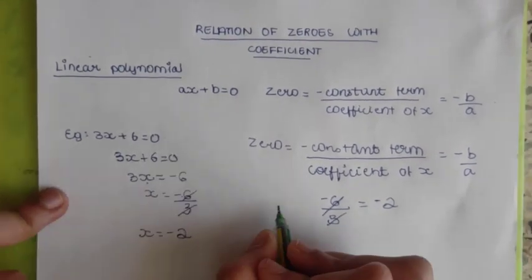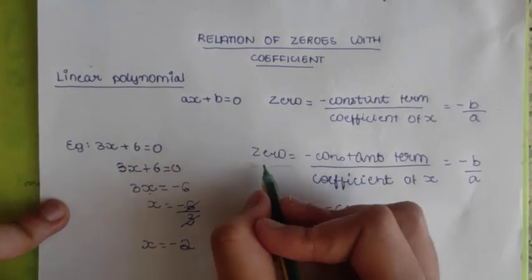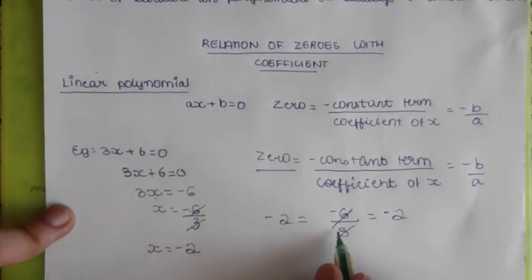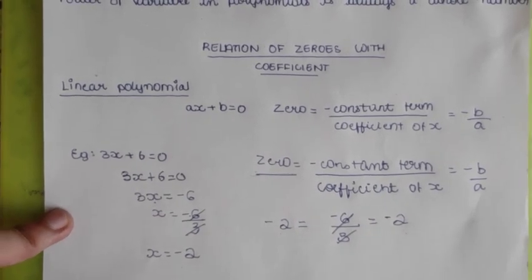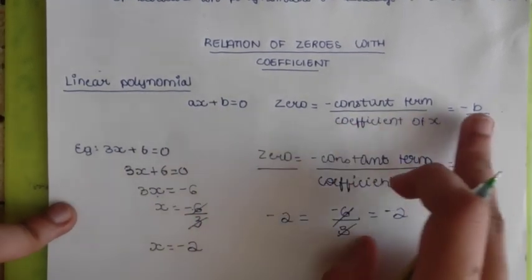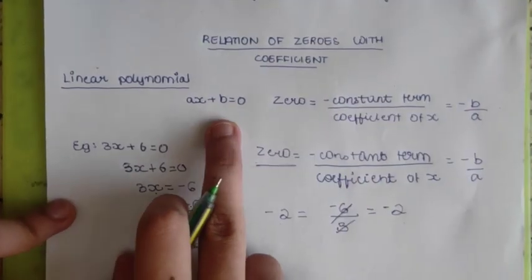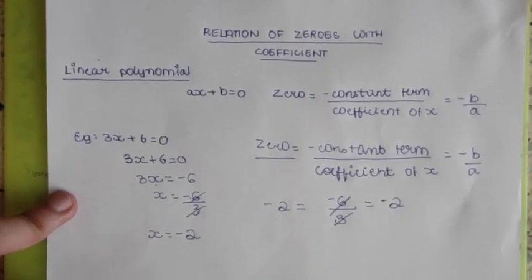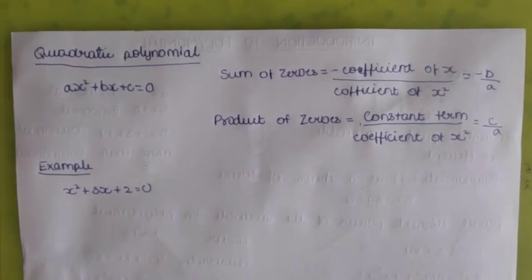Now you can see this was the zero. What was our zero? Zero was minus 2, and when we take these values, we got minus 2 again. So they say that for the linear equation of the form ax plus b is equal to 0, minus b by a is equal to the zero. I have given you the example. Hope you have understood this. Next we have the quadratic polynomial.